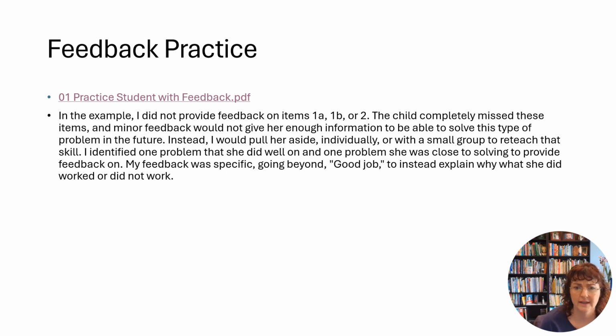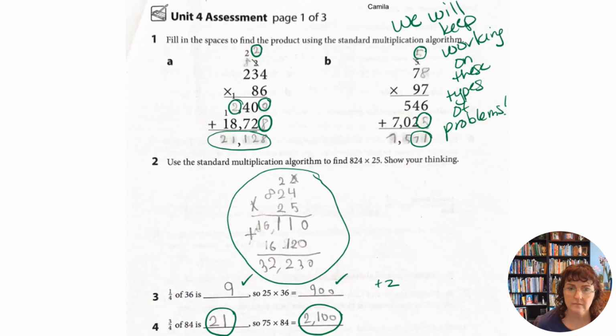Make sure that you go beyond good job and instead explain why the student did that well, or what they need to do differently. So for these problems, she missed all of 1A and 1B and 2. And so I can't give her enough feedback to be able to fix those without doing a ton of writing. And so instead, I'm just going to pull her in a small group and work with them and just comment that we're going to keep working on those.